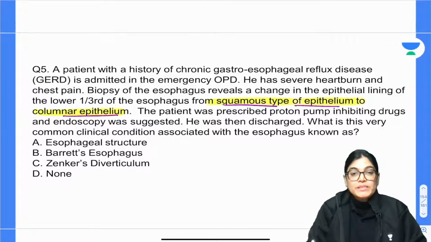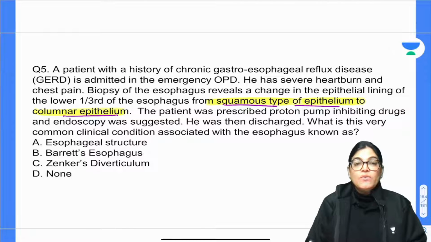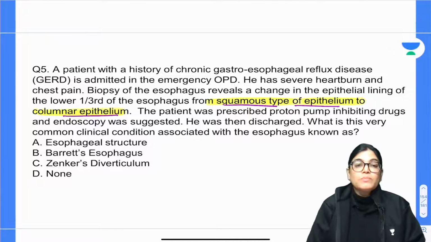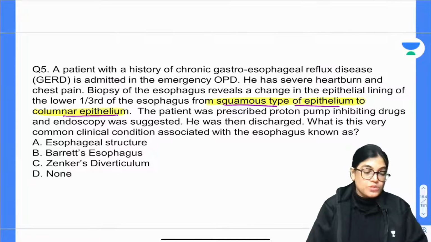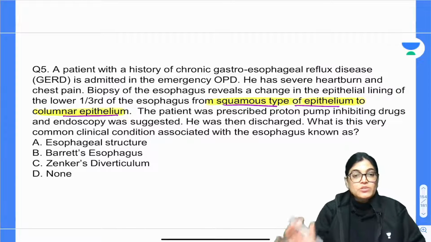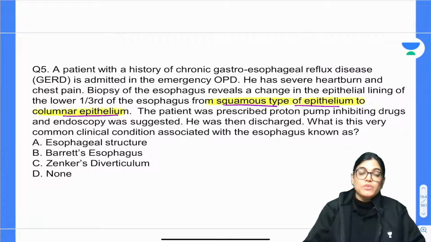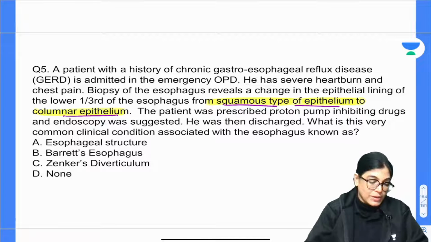The patient was prescribed proton pump inhibitor drugs and endoscopy was also suggested in this case. He was then discharged. What would be the common clinical condition associated with the esophagus of this person? Whether it is a case of esophageal stricture, Barrett esophagus, Zenker's diverticulum, or none of the above.